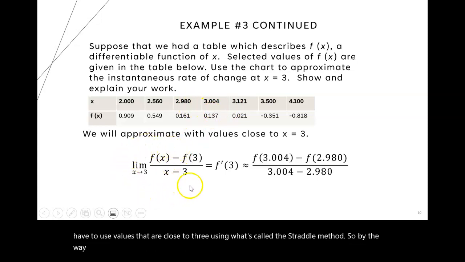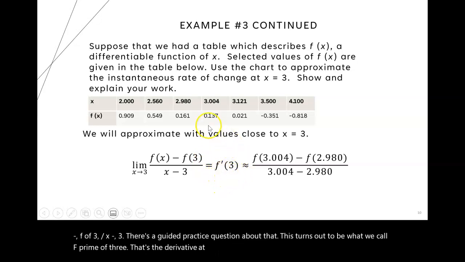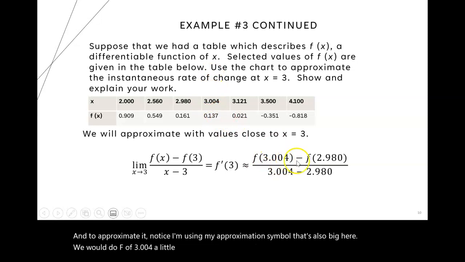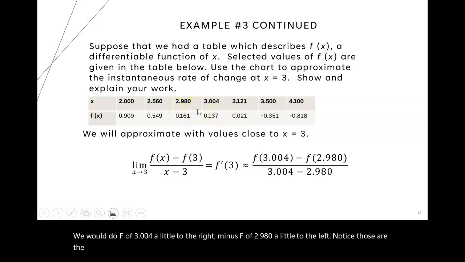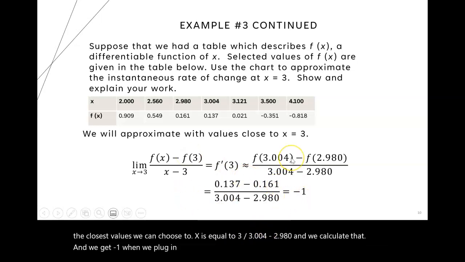So by the way, remember that original formula. What we're finding is the limit as x goes to 3 of f of x minus f of 3 over x minus 3. There's a guided practice question about that. This turns out to be what we call f prime of 3. That's the derivative at 3. And to approximate it, notice I'm using my approximation symbol. That's also big here. We would do f of 3.004, a little to the right, minus f of 2.980, a little to the left. Notice those are the closest values we can choose to x is equal to 3, divided by 3.004 minus 2.980. And we calculate that, and we get negative 1 when we plug in our values.